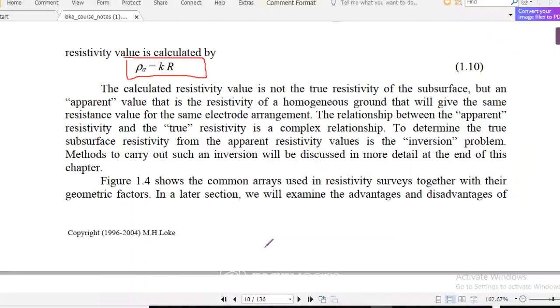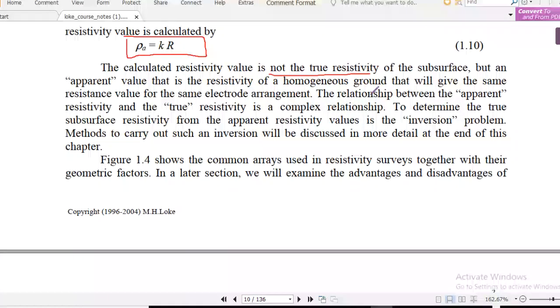The calculated resistivity value is not the true resistivity of the subsurface. It is not true resistivity, but an apparent one. What is apparent resistivity? It is the resistivity of a homogeneous ground. If the ground is homogeneous, true resistivity and apparent resistivity are the same, and the same resistance value will be given for the same electrode arrangement.